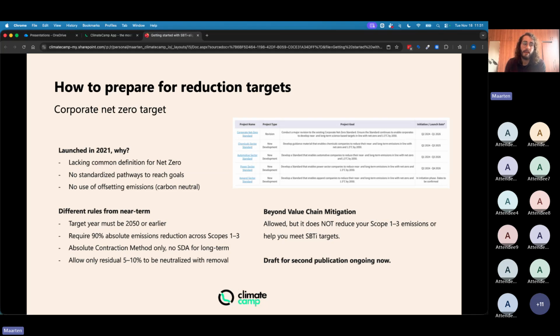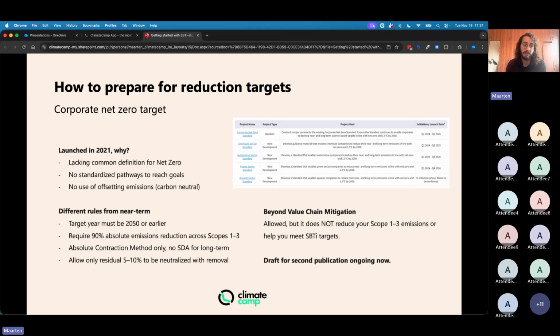Because there was a lack of a common definition for net zero. What does that mean? Some people are talking about net zero. What requires net zero? Do we talk about carbon neutral? Can you offset emissions? Can you mitigate? Can you remove? What about sequestration? So there were no standard pathways for reaching the net zero goals, and SBTi wanted to create a standard for setting these targets.